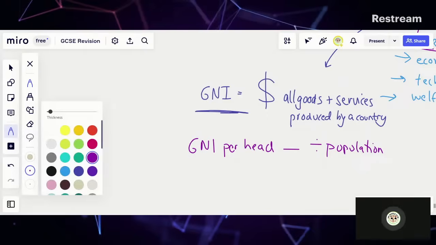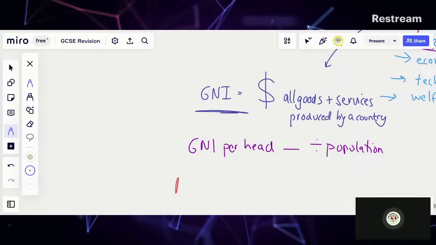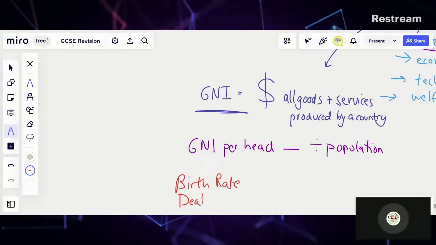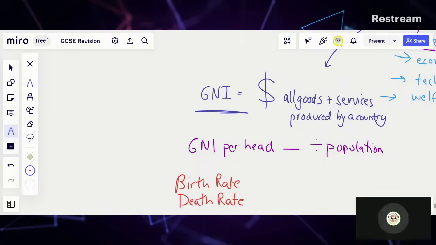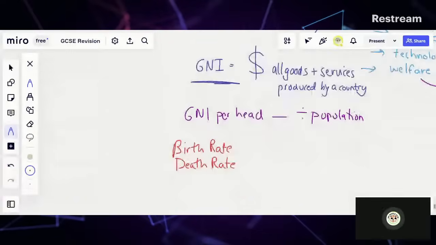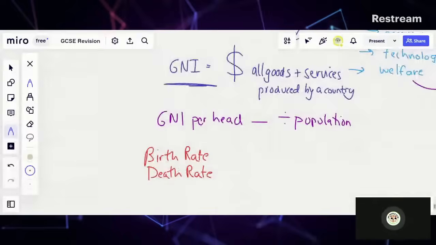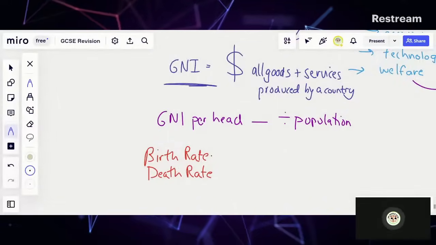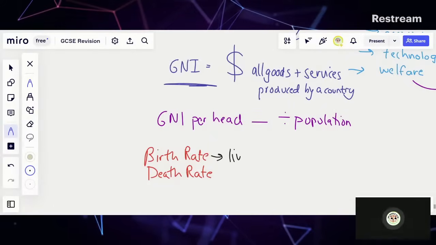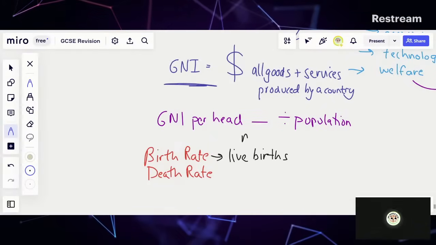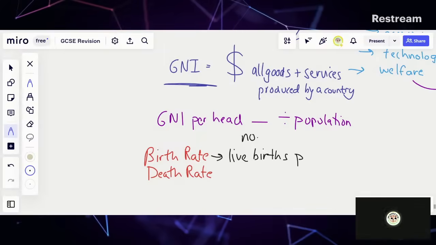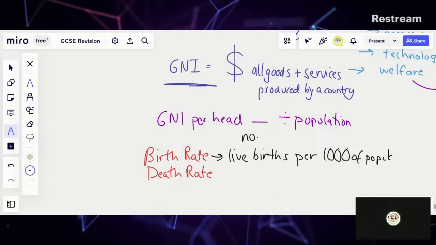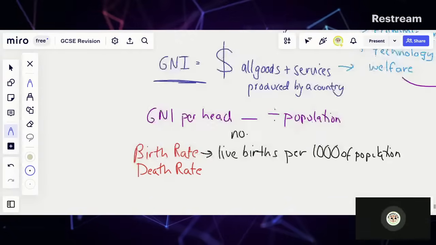Now, other methods and other measures include things like birth rate and death rate. So in the 2022 exam, they actually asked to define birth rate and death rate, and you need to know how to actually define it. So the birth rate is the number of live births, so not stillbirths, the number of live births per thousand of the population per year.